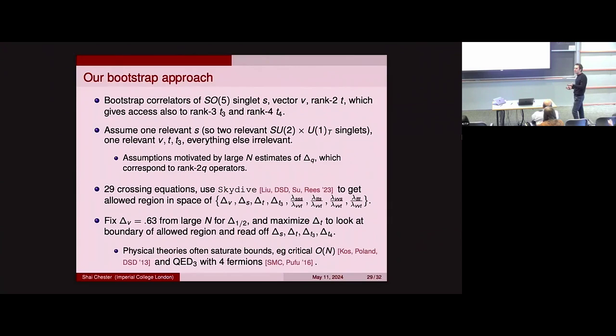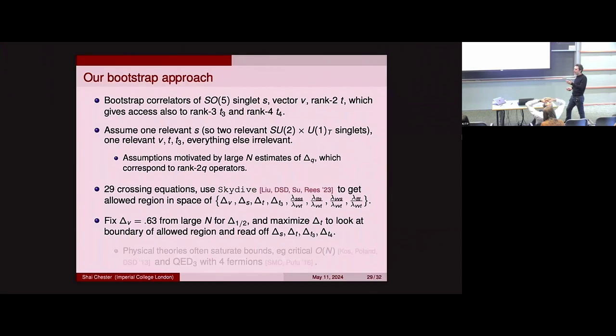How do we choose that point? Because we have some big region. Well, we chose it by fixing the value of the scaling dimension of the vector. Now, there are two ways you could motivate this value of 0.63. Either you could motivate it from the large monopole expansion, which I've been discussing this whole talk, and which I'll review in the next slide.